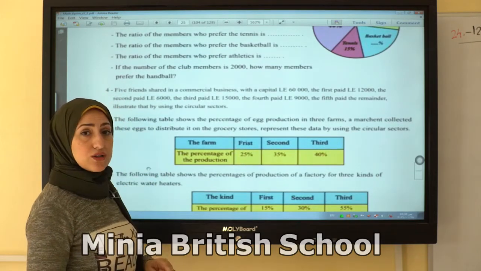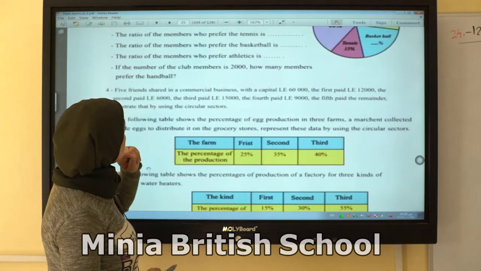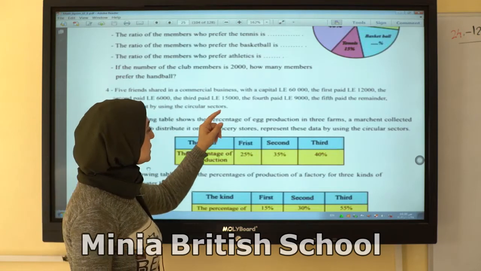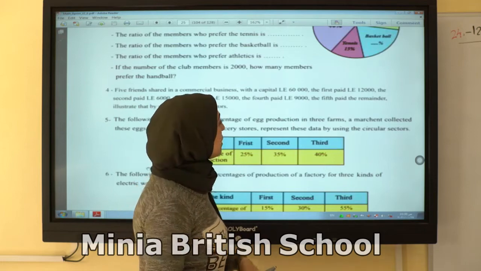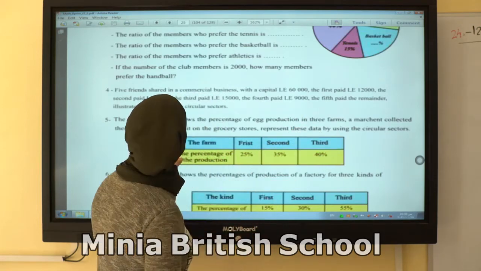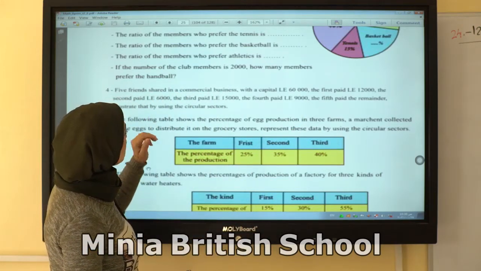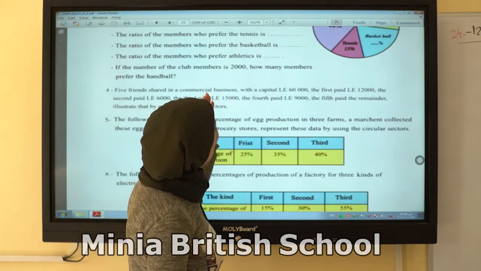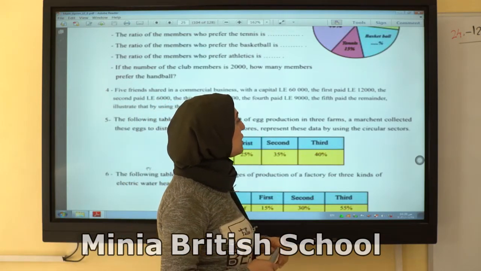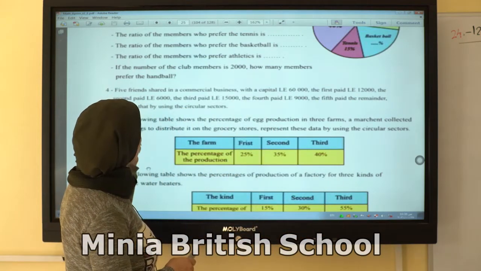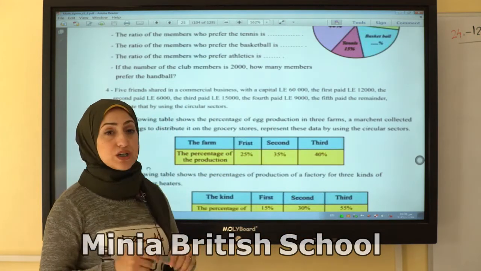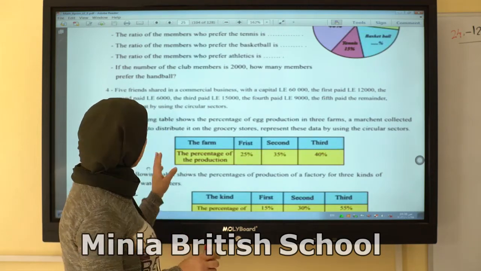Let's see this kind of question. 5 friends shared in a commercial business with a capital of 60,000 pounds. The first paid 12,000, the second 6,000, the third 15,000, and the fourth paid 9,000. The fifth paid the remainder. Illustrate that by using circular sectors. How can we do this?